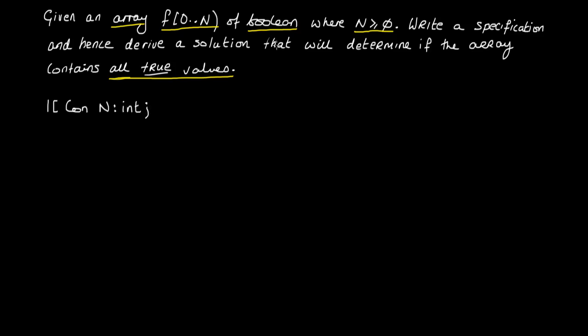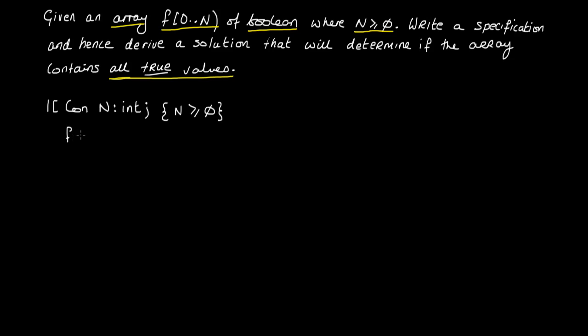And when we have a look at what we were told about n in the question, we were told that n is greater than or equal to 0. So we write that in as an assertion about n. We're also told that we need an array. Now, the array in this question is not going to change. We don't need to modify any of the values in the array. So it can also be a constant.